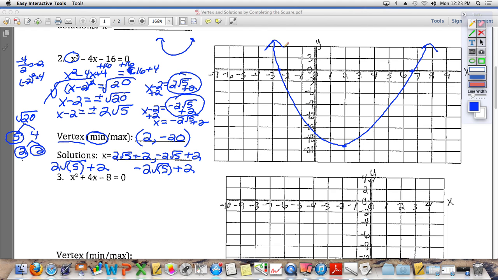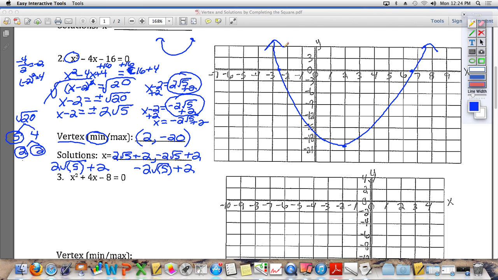Is there anything I can clear up? Anything you want me to go over? How do you plug in the negative 2 square root of 5 plus 2 and calculate it again? How do you type it in? Yeah. You type in 2 square root 5, finish your parenthesis. Make sure you finish your parenthesis first, and then go plus 2.